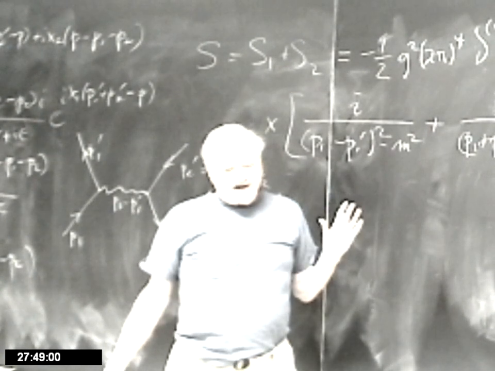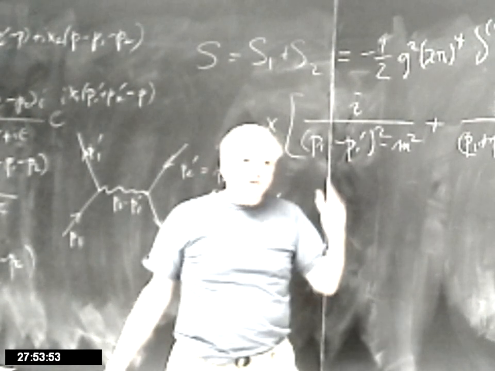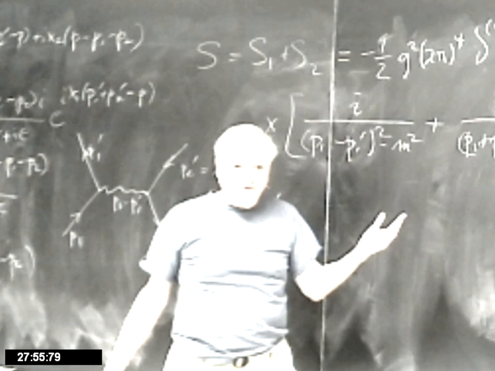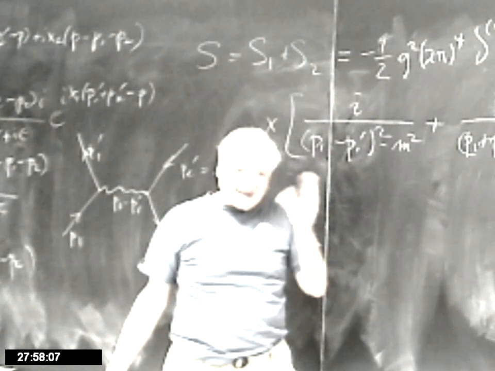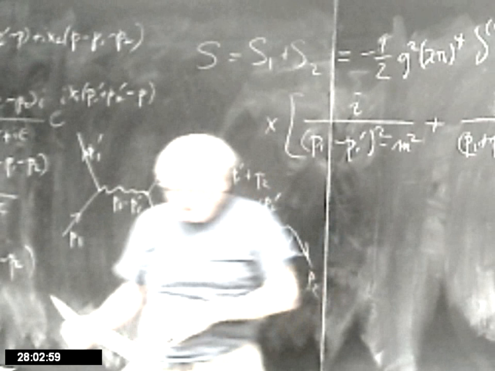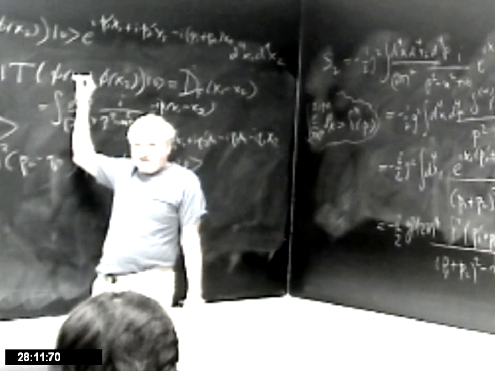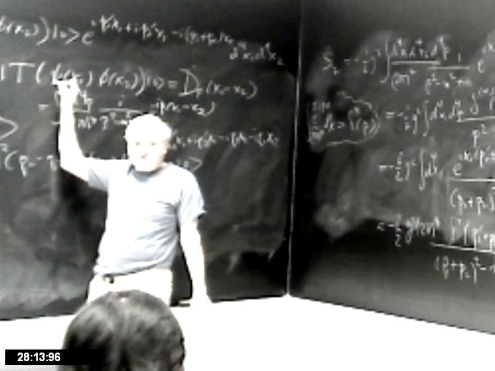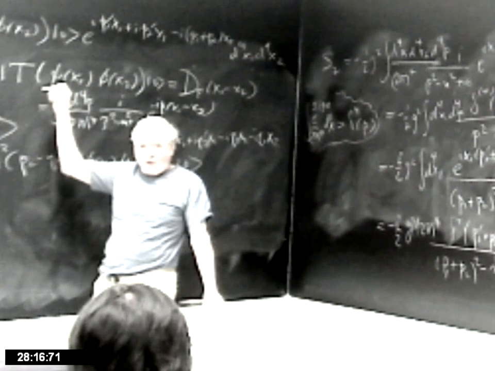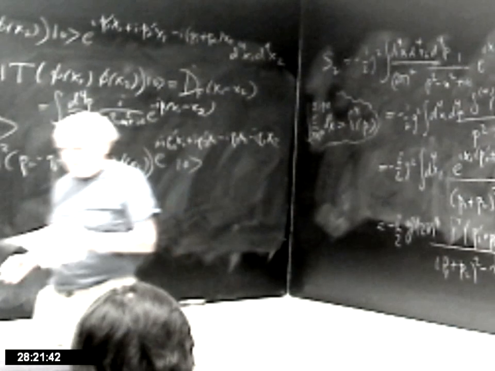When you have bosons, you tend not to have minus signs. If you have fermions, you can have minus signs, because fermions anticommute at space-time separations, and that brings in a minus. In fact, this structure here, the time-ordered product for Bose fields, is just what you think it is. It's the time-ordered product. But for fermions, there's a built-in minus sign in the time-ordered product.